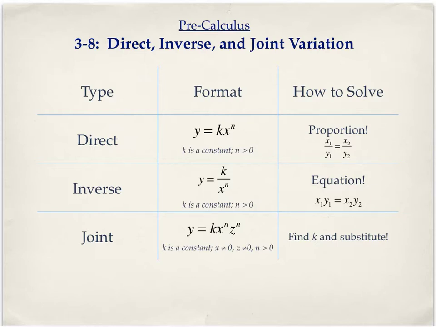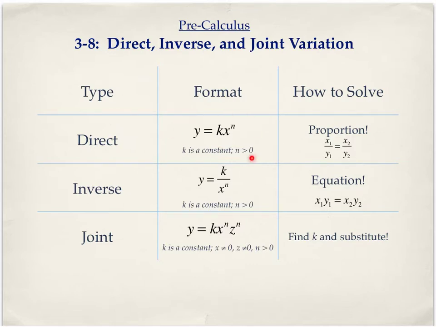Here's the last lesson from chapter 3 on variation: direct, inverse, and joint. This would be a good table for you to copy into your notes. As you can see, we have three types. Direct is the kind we're most used to. Basically that means both variables are moving in the same direction.